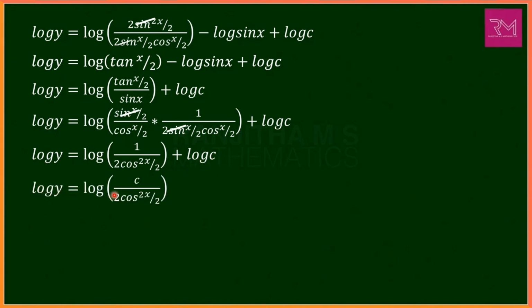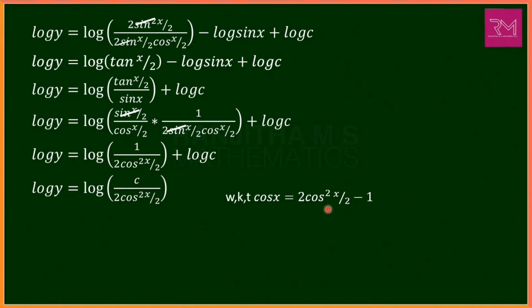Next step, log y is equal to, this is of the form log m plus log n. So we can take it as log of m into n. So log of c into 1 by 2 cos square x by 2. Here log gets cancelled. Remaining is y is equal to c by 2 cos square x by 2. We know that from the half angle formula we have cos x, which is equal to 2 cos square x by 2 minus 1.